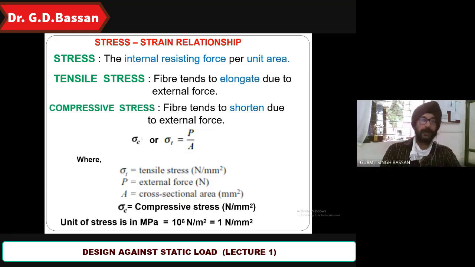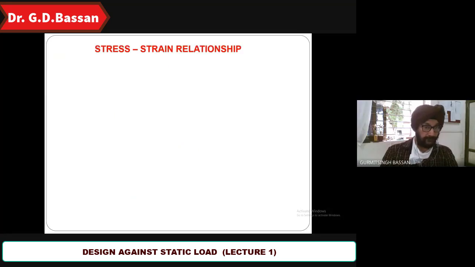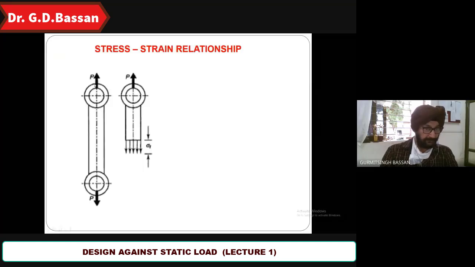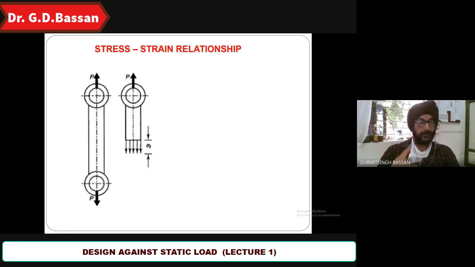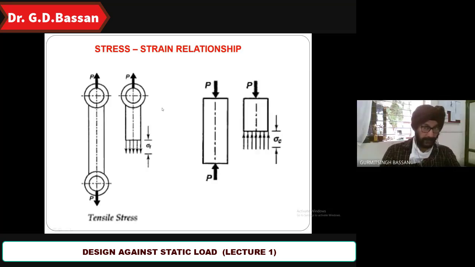Now this is how we can have the tensile forces. In this fiber, it is pulling outward, so that will give you the tensile stress. This is the compressive stress. So here, if we cut this cross section of this component like this, then it will try to compress or shorten the fibers. That will give you the compressive stress.